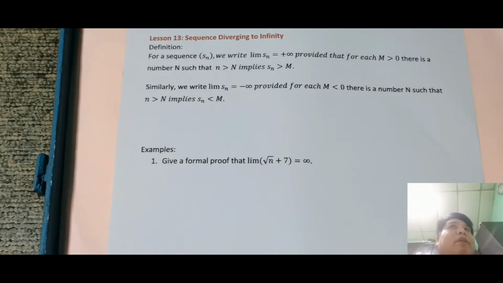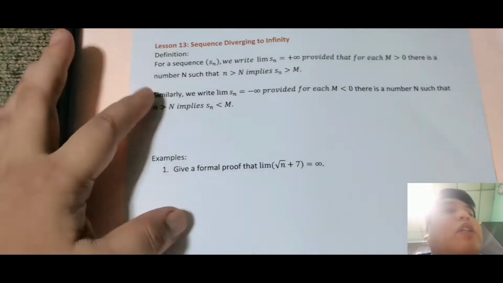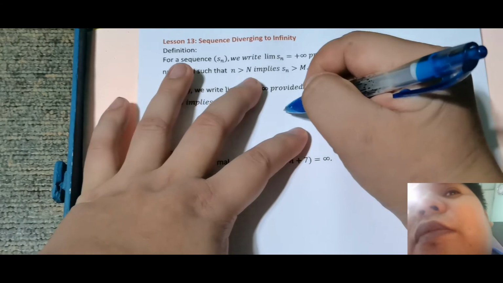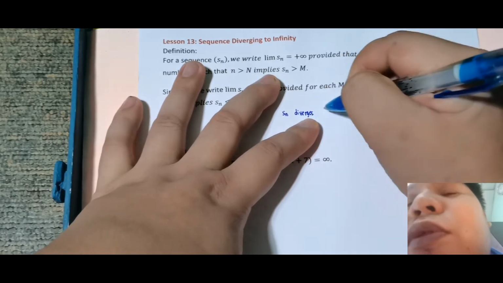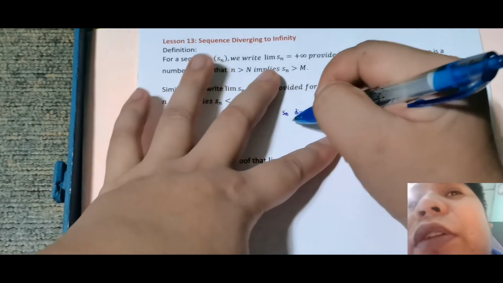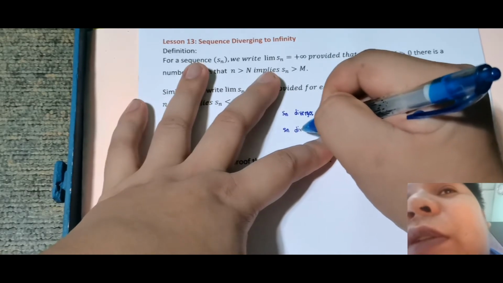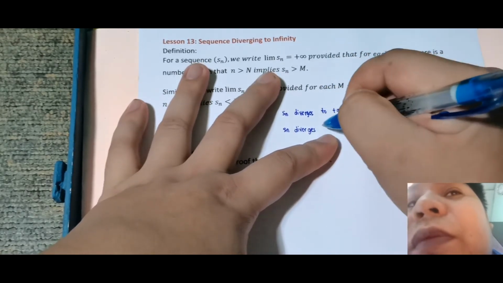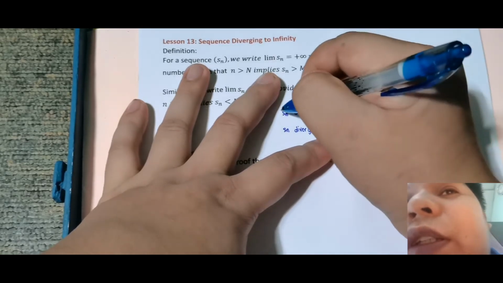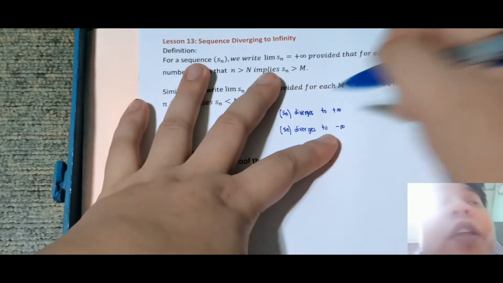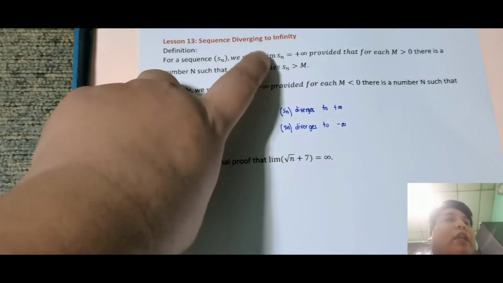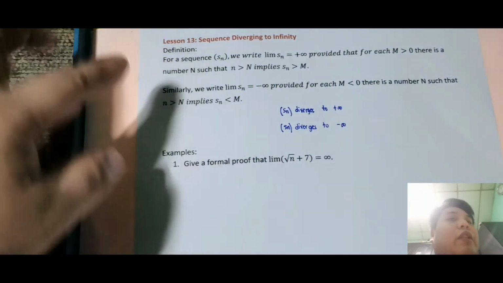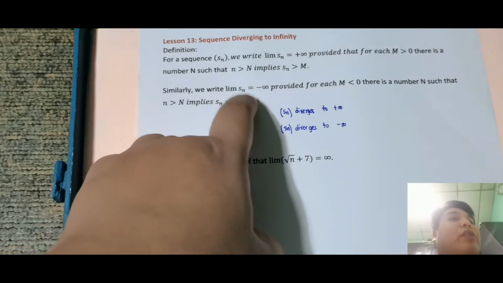At the same time, mas madali kong nakita na mas madali siyang i-prove like dun sa convergent. Okay, so in this case, ang gagawin lang natin, S of n diverges to positive infinity. Then yung isa, S of n diverges to negative infinity. Nilagyan ko lang ng ganyan. So, ayun yung mga gagawin. So, ito yung ibig sabihin ng number 1. So, for sequence S of n, we write limit S of n, or S of n diverges to infinity, provided that ayon. Then, similarly, ito yun. Yung limit na S of n diverges to negative infinity.